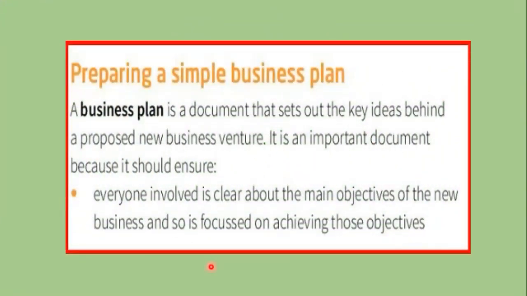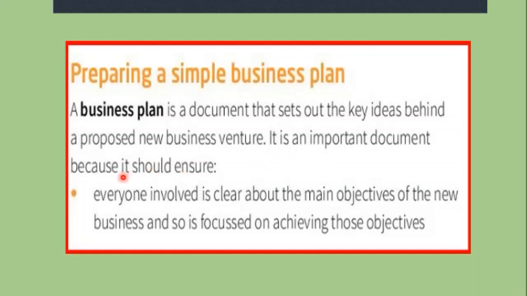Preparing a simple business plan. We'll go through the process first and then we will look at a worked example. A business plan is a document that sets out the key ideas behind a proposed new business venture. It is an important document because it should ensure three things. Everyone involved is clear about the main objectives of the new business and so is focused on achieving those objectives. Okay, so everyone involved, down to the janitor, should be clear on what the objectives of the business are.